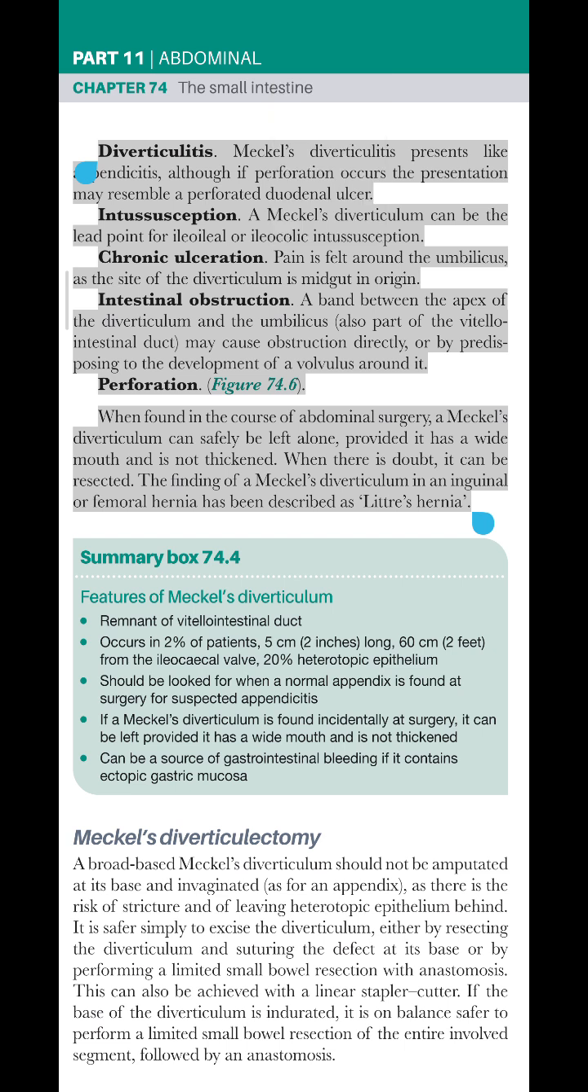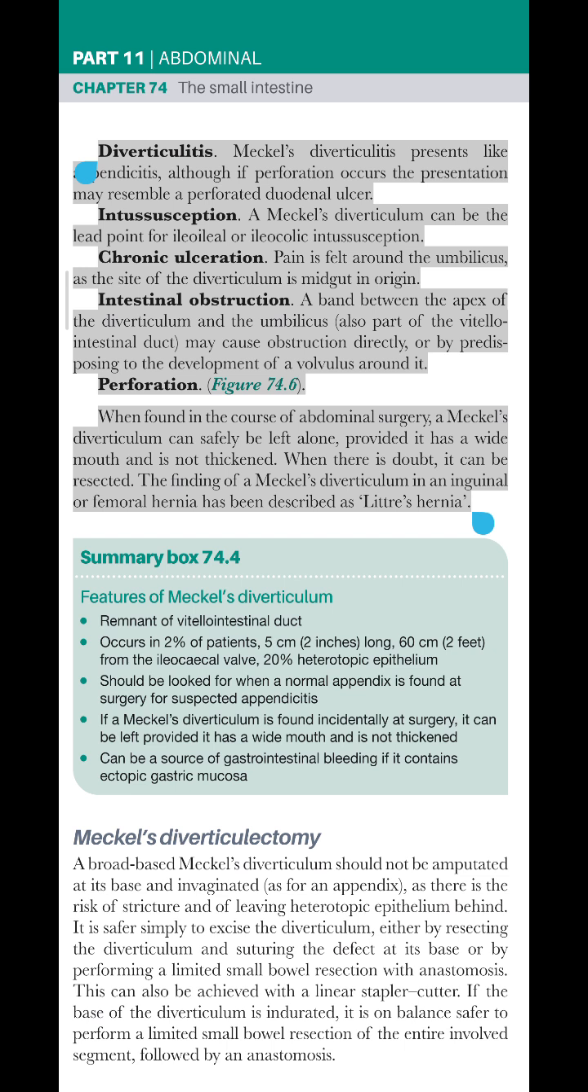Diverticulitis. Meckel's diverticulitis presents like appendicitis, although if perforation occurs the presentation may resemble a perforated duodenal ulcer. Intussusception. A Meckel's diverticulum can be the lead point for ileoileal or ileocolic intussusception. Chronic ulceration. Pain is felt around the umbilicus, as the site of the diverticulum is midgut in origin.